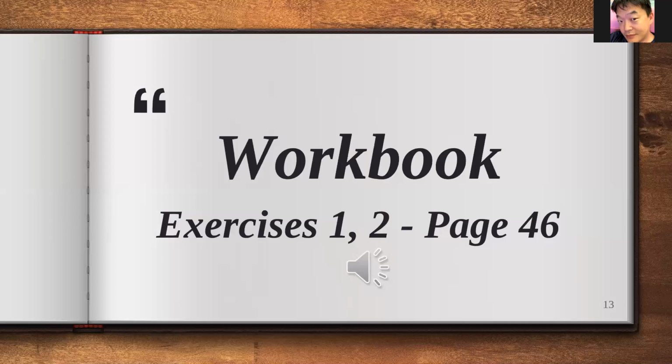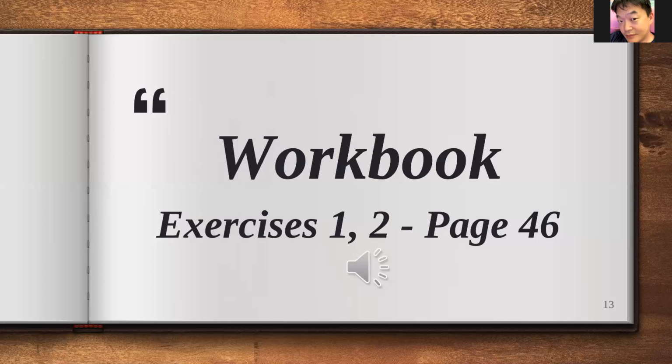Okay, so I think you finished your exercises. So let's go ahead and move on with a correction here. Exercise number one, workbook page 46. Exercise one, complete the conversations, use have to or has to. So number one, Linda hurt her hand. What does she have to do? She has to see a doctor. This is the example. Let's go to number two.